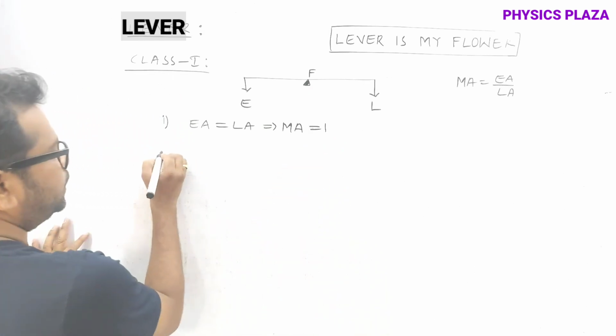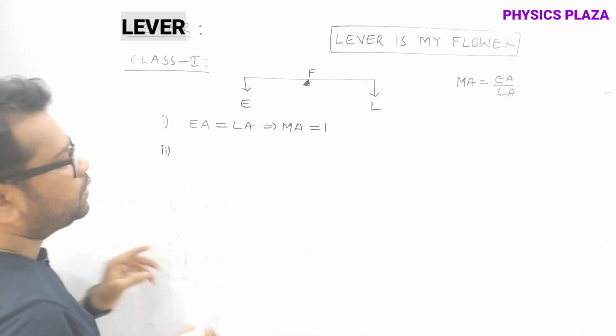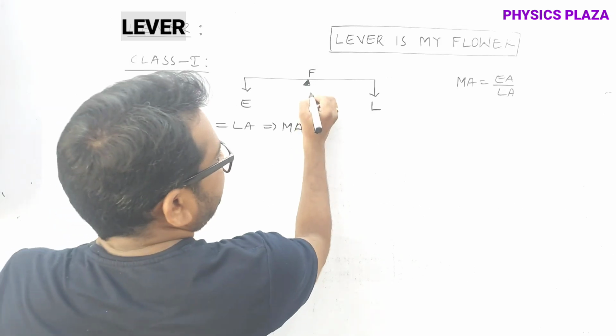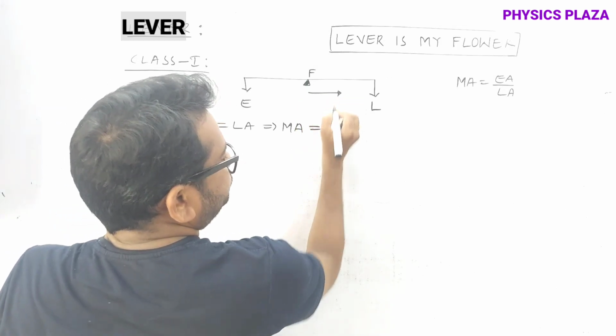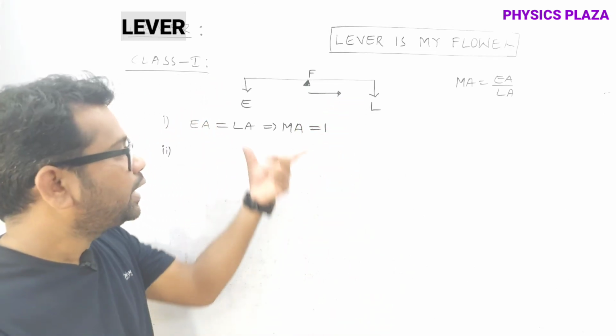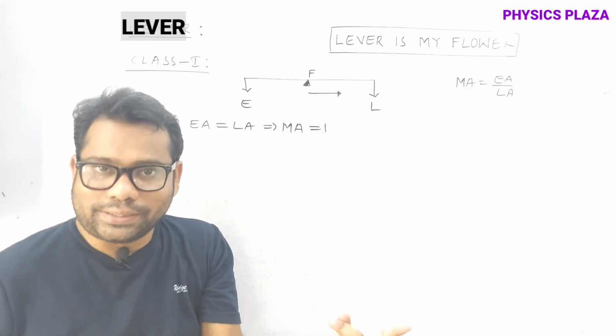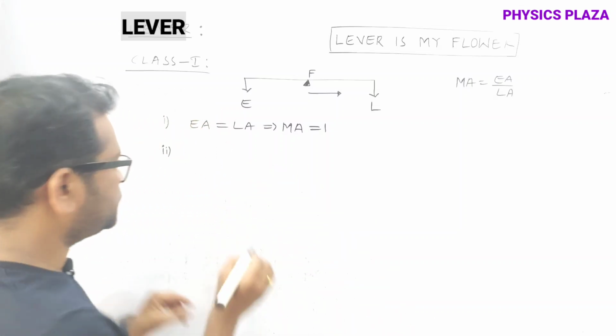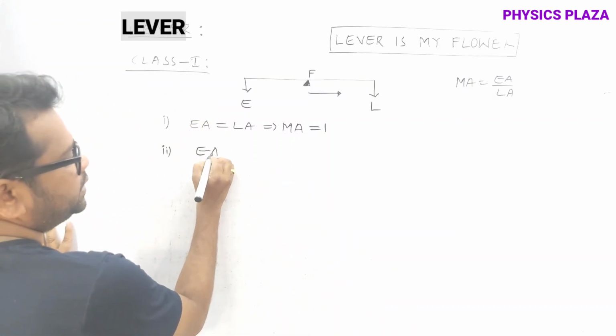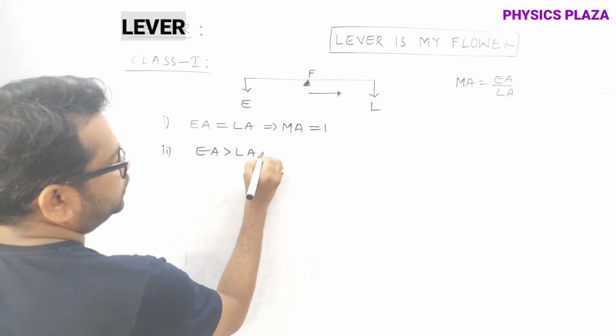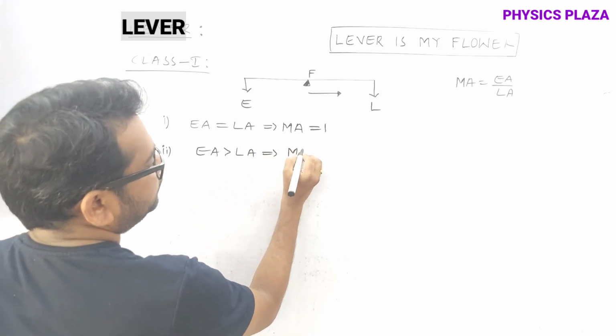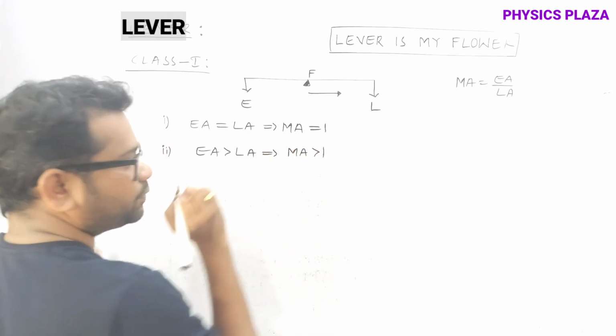Clear? Fine. Now children, let us do one more thing. Suppose this fulcrum is shifted towards the load, then what will happen? Effort arm will be increased. Effort arm will be greater. So if the effort arm is greater than the load arm, children, then what will happen? Mechanical advantage is greater than 1.